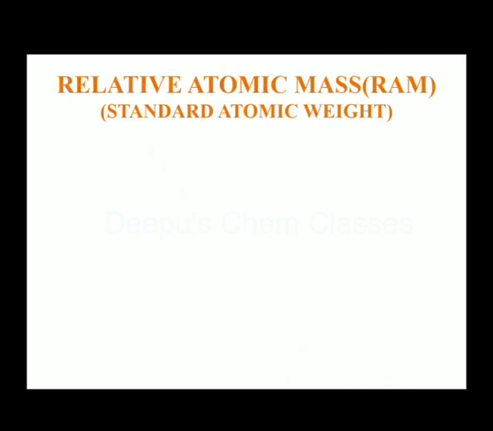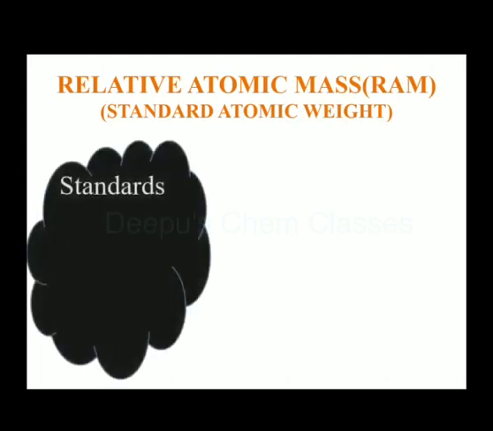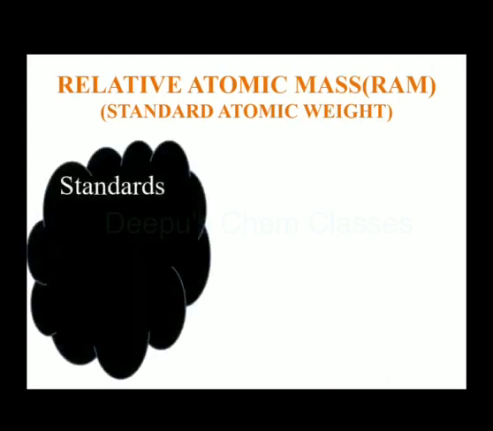Then let us see what is relative atomic mass. It is otherwise called standard atomic weight. It is shortly represented as RAM. It is not easy to determine the mass of an atom directly because atoms are too small and even invisible. Their diameter is approximately 10 to the power minus 10 m and their weight approximately 10 to the power minus 27 kg. It is not possible to measure their weight directly. So we go for a relative scale, and based on that scale we determine the atomic mass.